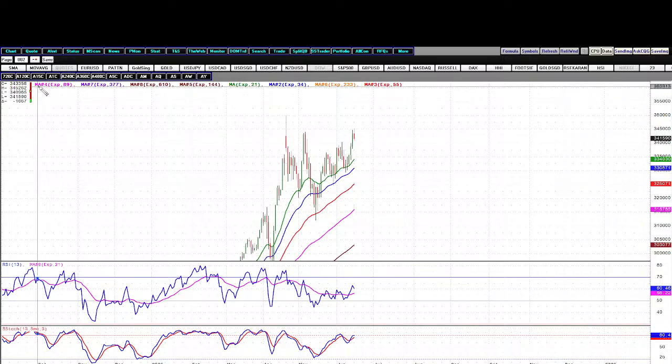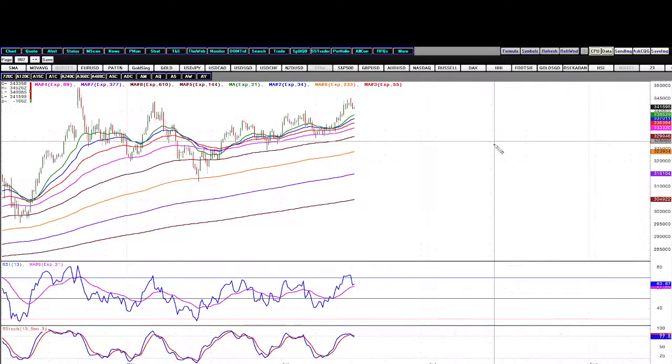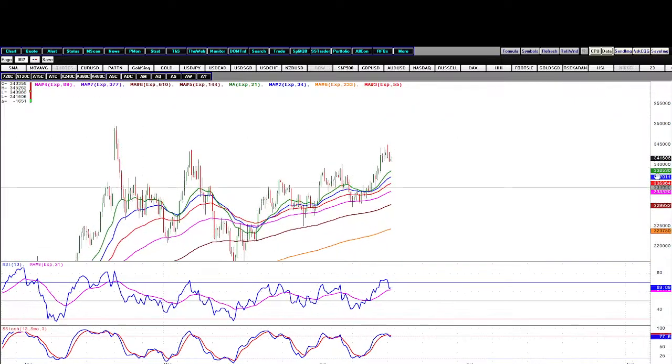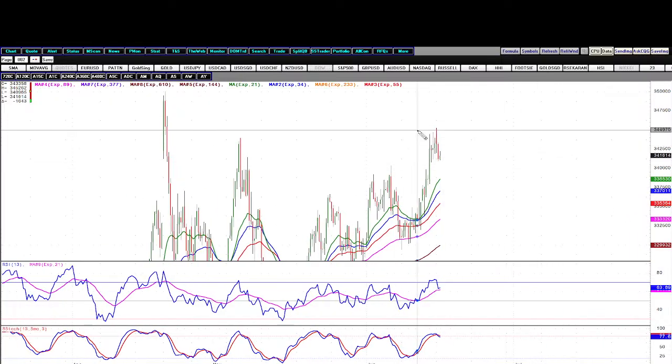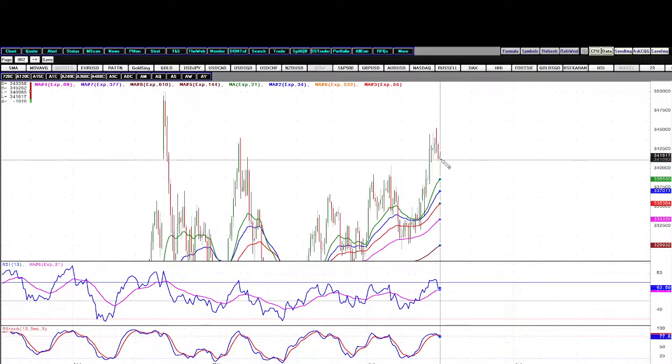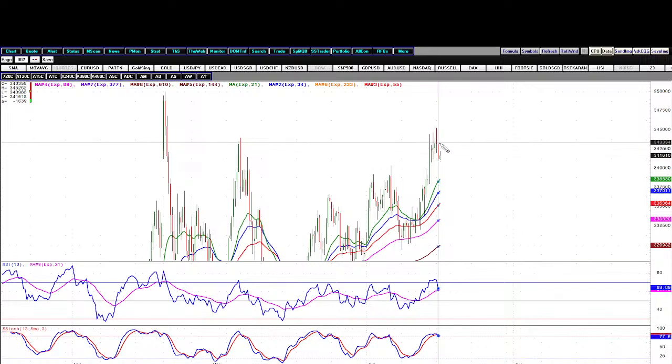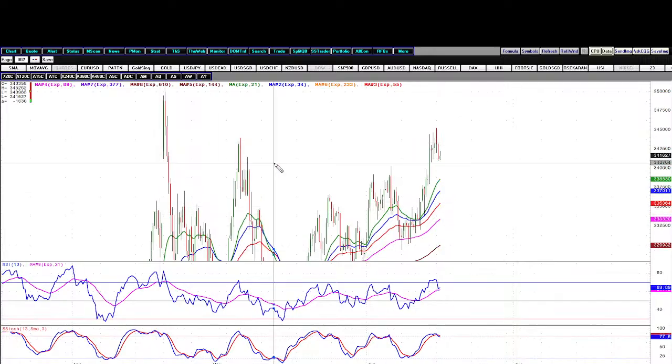Then on the 6 hour, we are seeing this is in a congestion, but it is showing a lower high and lower low. So if the price goes up and we are going for a buy, we should exit before 33. If you're going for a sell, then we should be looking to sell near 33, and stop above that level.